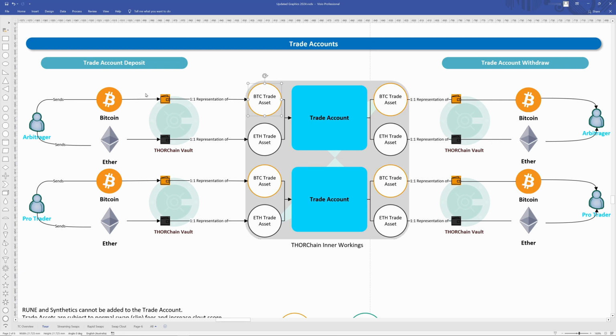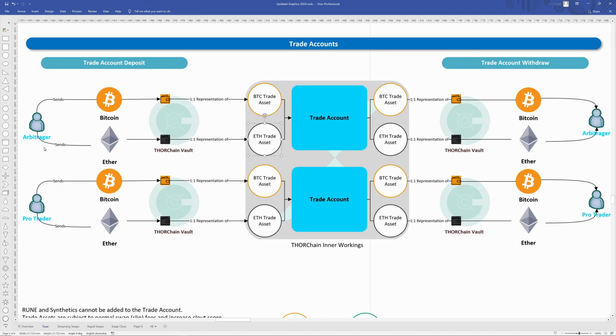And this is different to synthetics because with synthetics, you need to swap. You need to go through a double swap to change from an L1 to a synthetic asset. Whereas here, it's a one-to-one representation, e.g. there's no slip fee incurred, no swapping that happens. It's just a direct conversion. Then that goes to your trade account. Same here, if you were to send through Ether, native Ethereum, then the same thing would happen, and you would have an Ethereum trade asset.